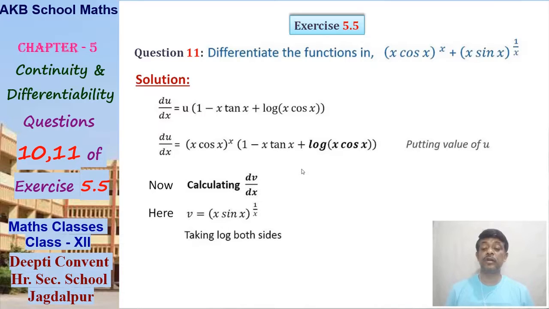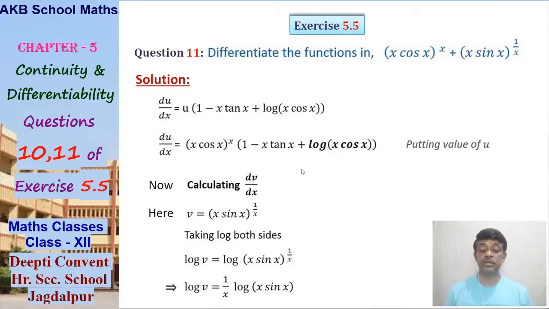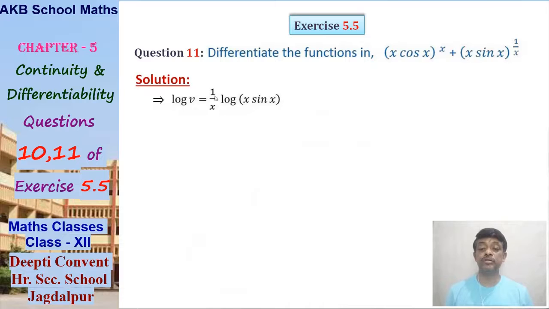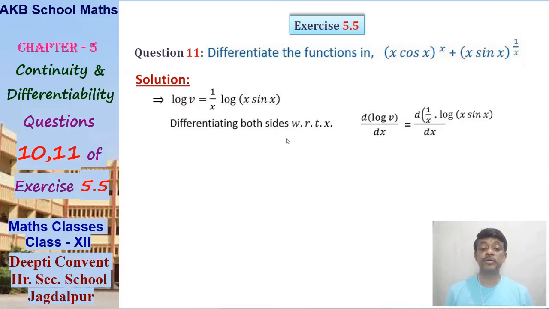So log v equals log of (x sin x)^(1/x). The power comes to the front, so (1/x) log(x sin x). Now we can differentiate, because there are two functions, 1/x and log(x sin x). So first function, second function. Now log v equals (1/x) log(x sin x). Now differentiating both sides with respect to x, d/dx of log v equals d/dx of the first function times the second function.